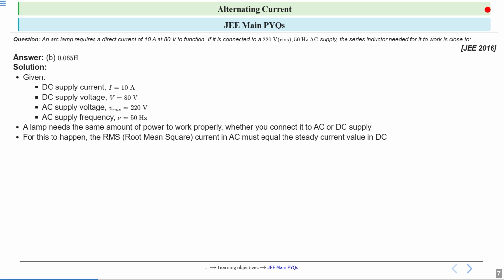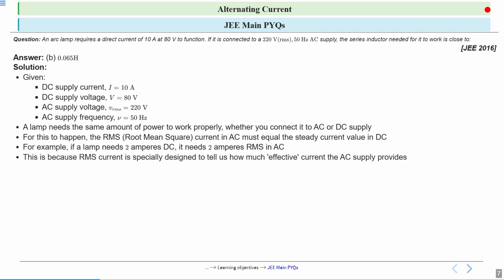In the case of AC current, it is I_RMS squared R. So I_RMS should be equal to I for producing the same average power loss, or we can say for producing the same average power delivery or dissipation. So we have to consider that the RMS value of current in the AC circuit must be equal to the steady value in DC. For example, if a lamp needs 2 ampere DC, it needs 2 ampere RMS in AC.